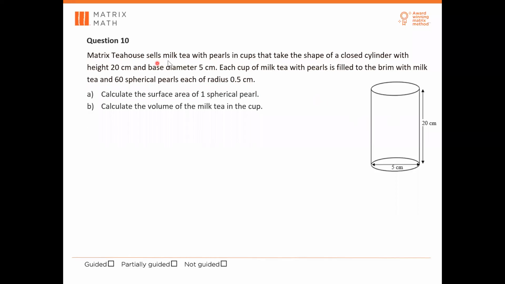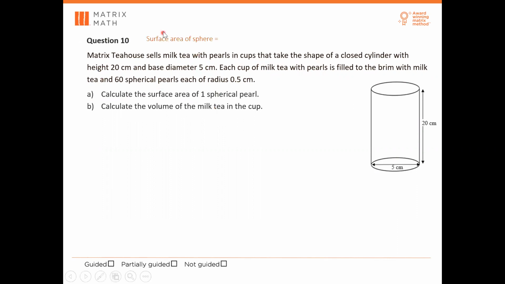So Matrix Tea House sells milk tea with pearls in cups that take the shape of a closed cylinder with height 20 cm and base diameter 5 cm. Okay, so the cylinder dimensions are given, the diameter and the height. Now each cup of milk tea with pearls is filled to the brim with milk tea and 60 spherical pearls, each of radius 0.5 cm. Okay, so calculate the surface area of one spherical pearl.